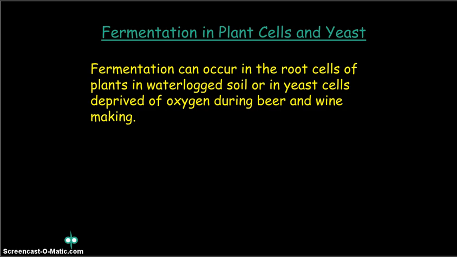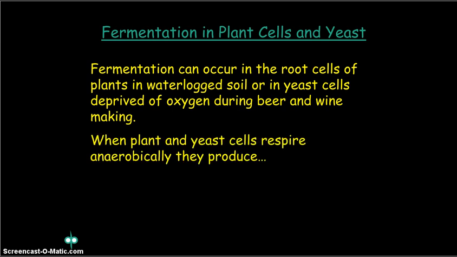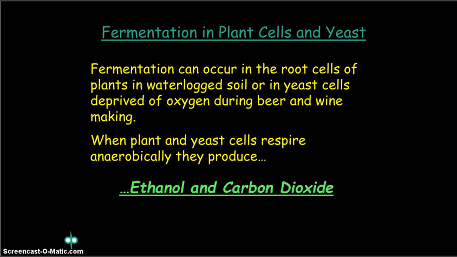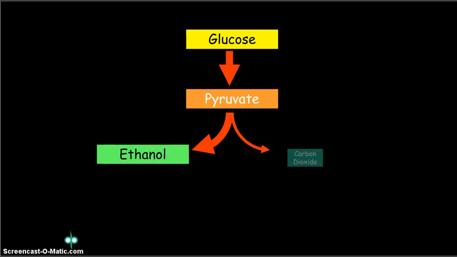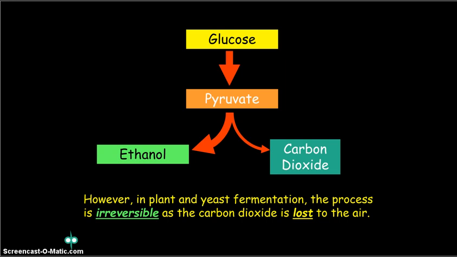And finally, fermentation in plant cells and yeast cells. Fermentation can occur in the root cells of plants in waterlogged soil or in yeast cells deprived of oxygen, such as when we make beer or wine. And when the plant and yeast cells respire anaerobically or without oxygen, they produce ethanol and carbon dioxide. Here the glucose is first broken down to pyruvate, which is then broken down to produce ethanol and carbon dioxide. As the carbon is lost in carbon dioxide, the process is irreversible, as the carbon dioxide is lost to the air. So the ethanol alone cannot be converted back into pyruvate.